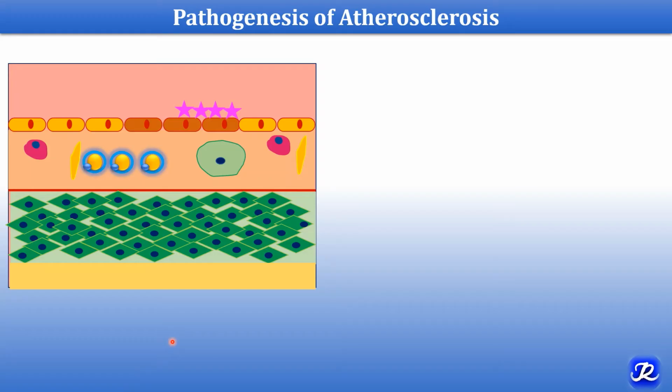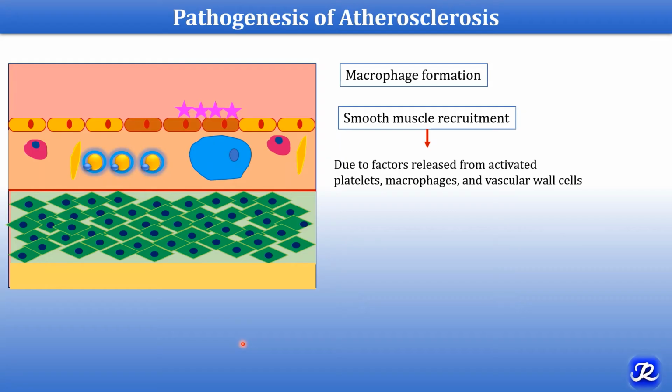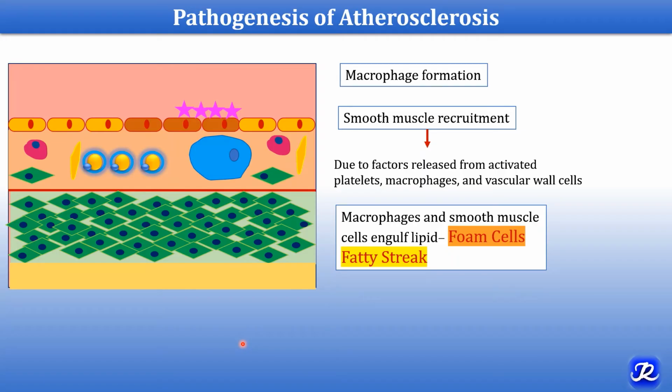Then the monocytes which are accumulated in the tunica intima are differentiated into macrophages. So there is macrophage formation and smooth muscle recruitment occurs. So smooth muscles are recruited in the tunica intima from the tunica media, and it occurs due to the factors released from activated platelets and macrophages. The macrophages and smooth muscle cells engulf lipid present in the tunica intima to form foam cells. And these foam cells form fatty streak.